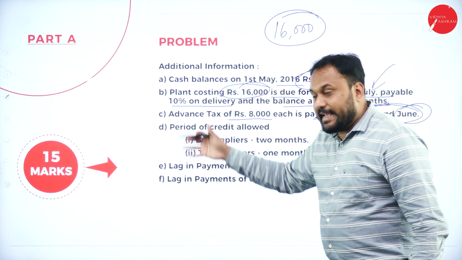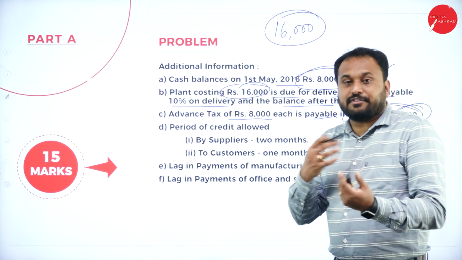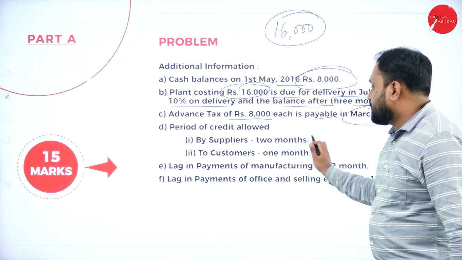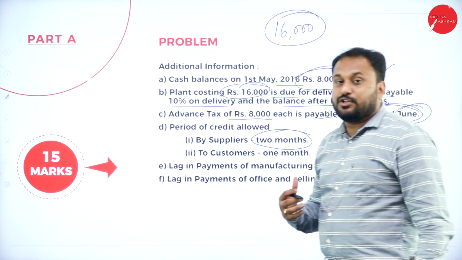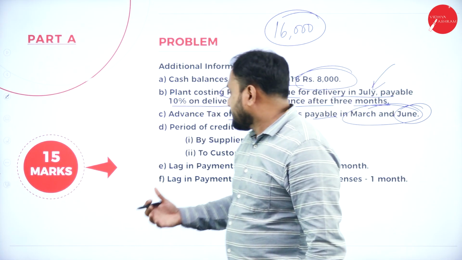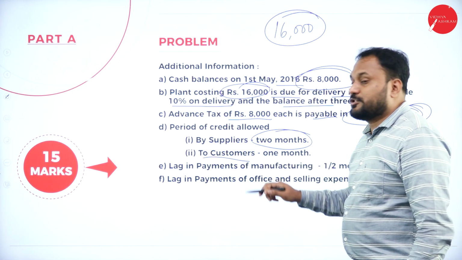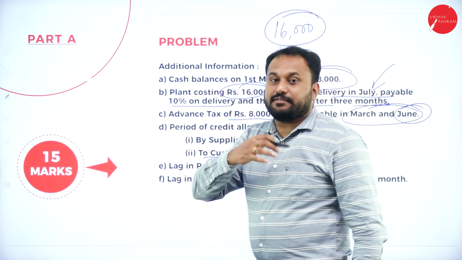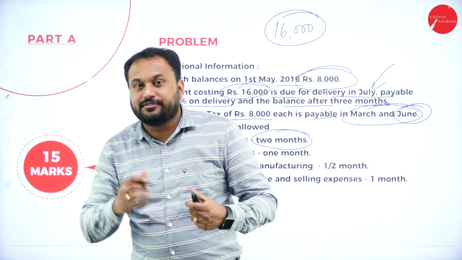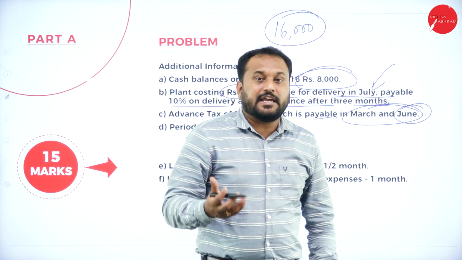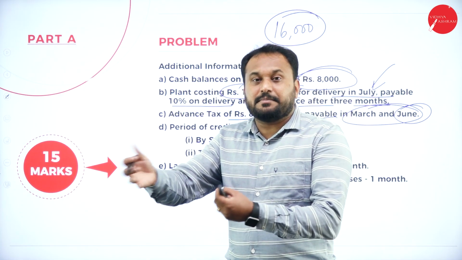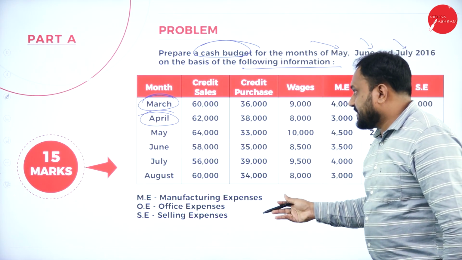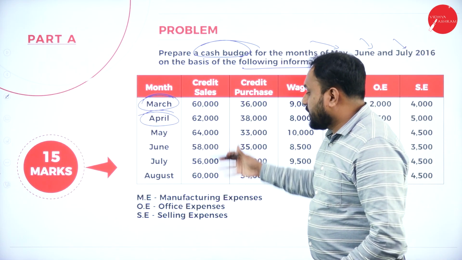So we'll write that. Next one is period of credit allowed. Now they have given a credit. What are the credit allowed? By supplier is 2 months. That means the supplier is giving you credit of 2 months and then you are supposed to pay. Next, to customers. You have also given credit facility to the customer, that is 1 month. So that means whatever has happened in March, you will take the money in the month of April. Whatever has happened in April, you will take a month later, and it will come in May. Here you have credit purchase, credit sales. So this is what you are supposed to go with.